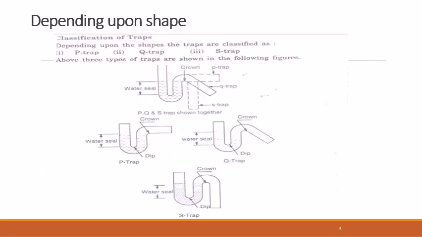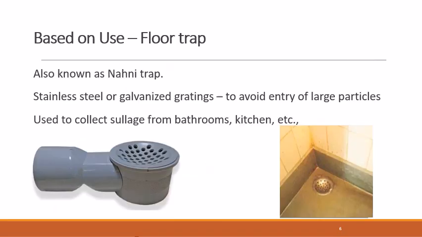Categorization of the trap depending upon their shape is of three types: P trap, Q trap, and S trap. This one is the P trap, it is categorized as P based upon its shape, this one is the Q trap, and this one is the S trap. Next, based upon their use, for which purpose it is used.